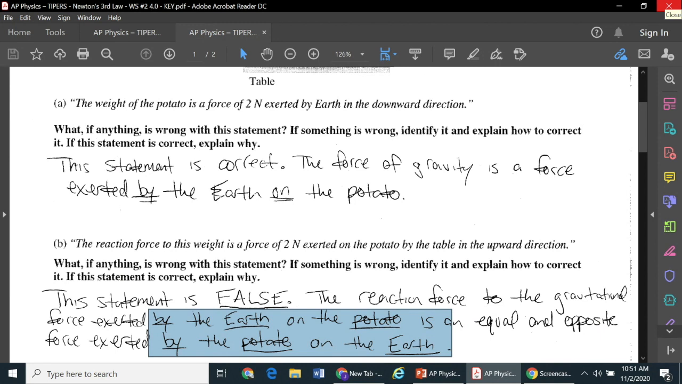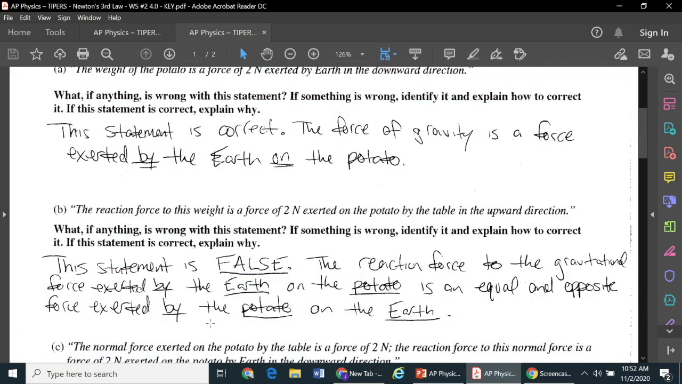But it's also important to realize it helps you very easily to identify what the reaction to the action actually is. Notice in the action, we have earth on potato, and in the reaction, we just switch the object, potato on earth. Earth on potato, potato on earth. That gives us a sense of what the reaction is. So this statement here is false because the reaction to the force of the earth on the potato is a force from the potato on the earth. Take a second to pause this video here and add whatever may be missing to your explanation. And when you hit play, we'll write a note about that.